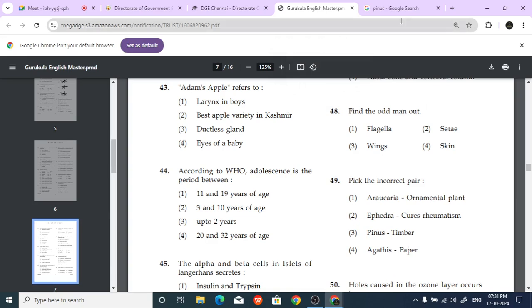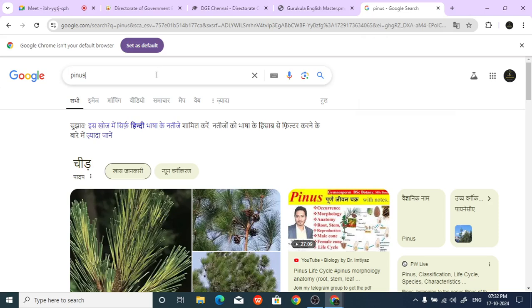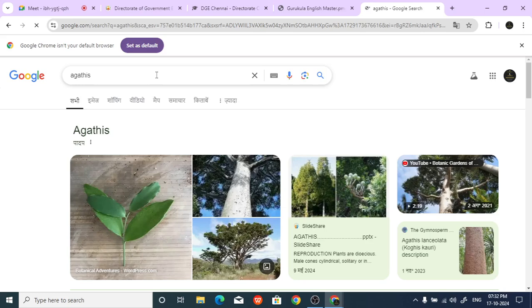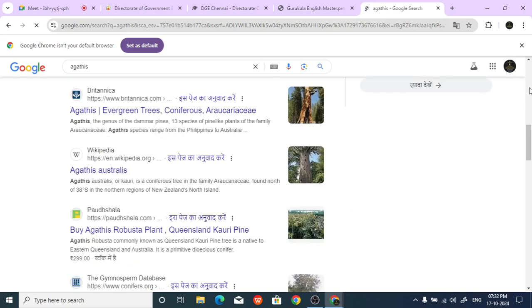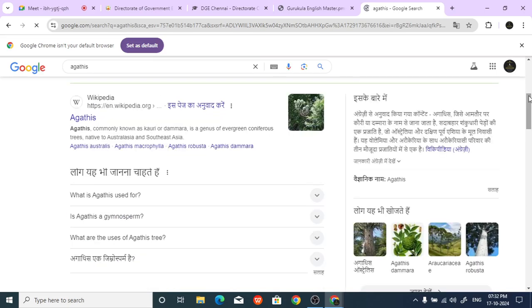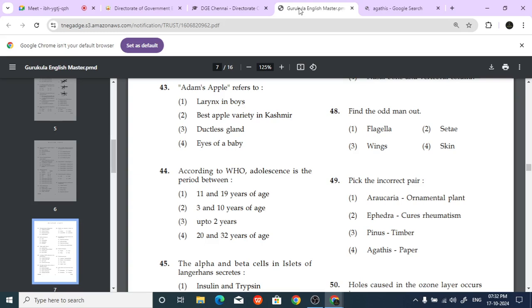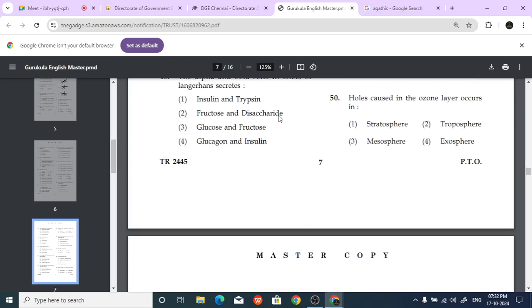Okay, then Augustus. Let's see. Is it related to paper? Augustus is commonly known as Kauri damara, a genus of evergreen coniferous trees native to southeast Australia. What is Augustus used for? Is it paper? Uses included wood paneling, mine building, railway, shipbuilding, house construction. Not paper, I think. I'm not sure. You just check, I'm not able to find out. Augustus paper, I think, is not correct. Okay, go to this.